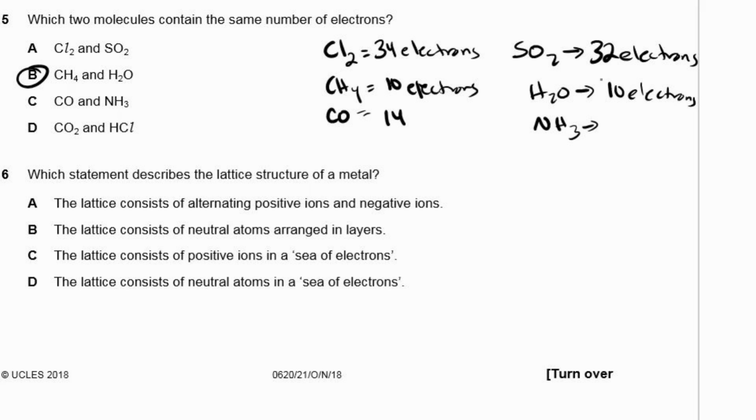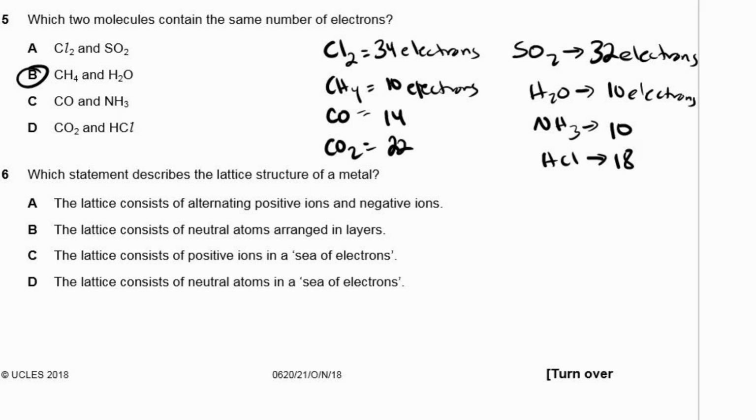Okay, and finally we have CO2 and we have HCl. Well, we know that carbon has 6 and oxygen has 8, so 6 plus 8 plus 8 equals 22 electrons. And Cl, we already found out, has 17 up here, so 17 plus 1, that equals 18 electrons. So the only one that has the same number in both of the molecules is B. All right.